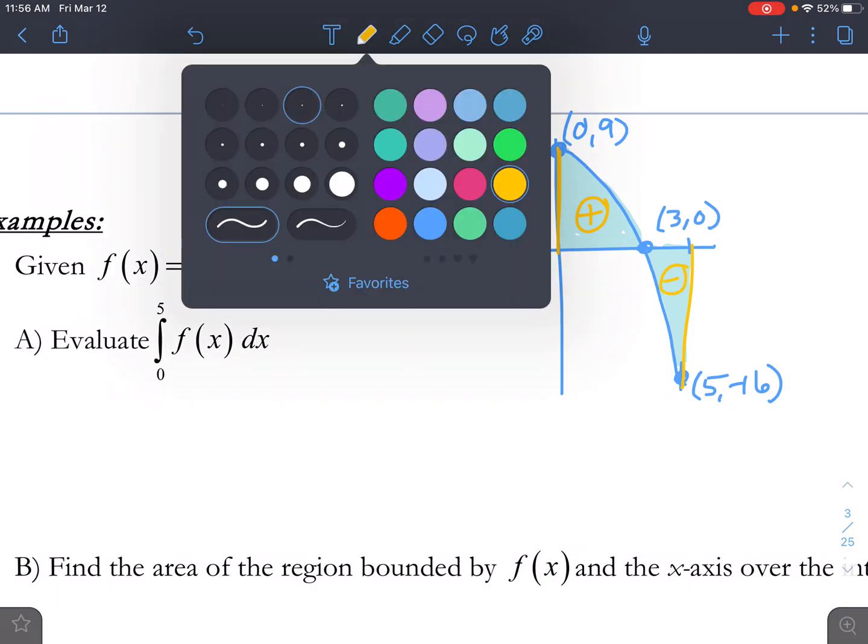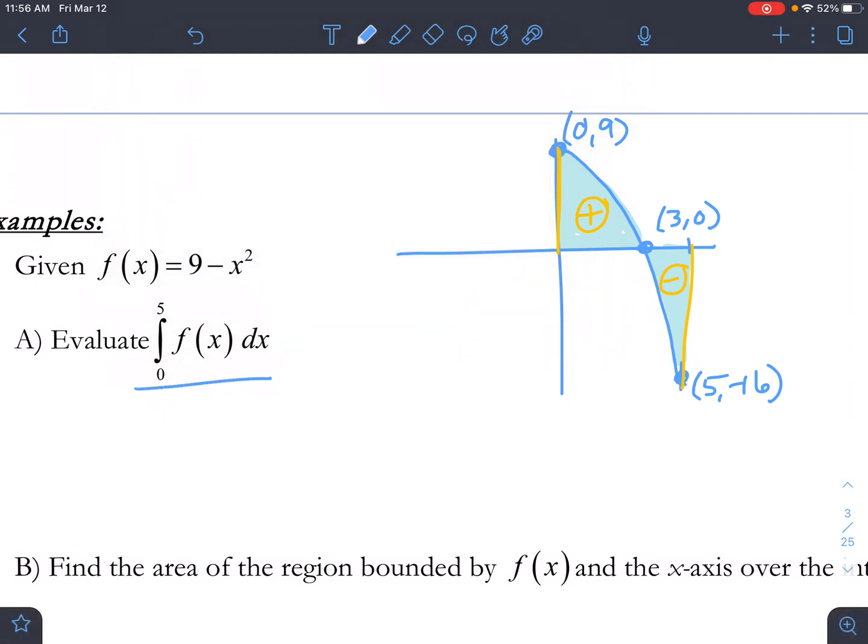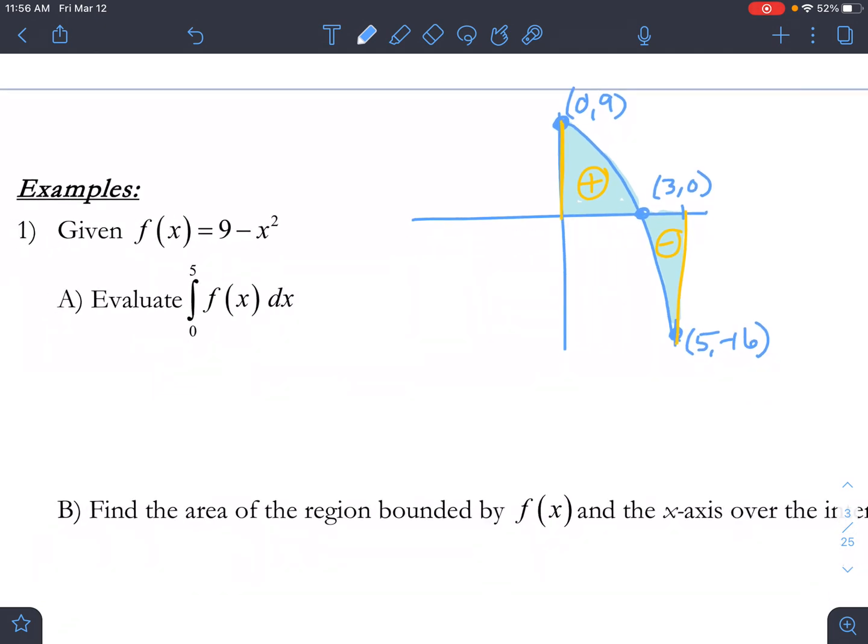Now, when we're taking the definite integral, aka this right here, we can think about what the graph looks like, but we don't have to split anything up because we're taking into account positives and negatives. So you would just do this like you always did, which is 0 to 5 of 9 minus x squared dx, taking that integral there. So it would be 9x minus x to the third over 3 from 0 to 5.